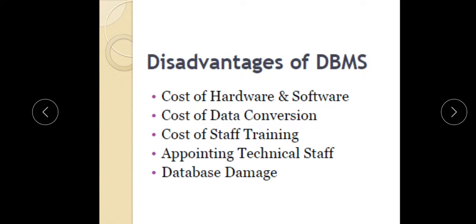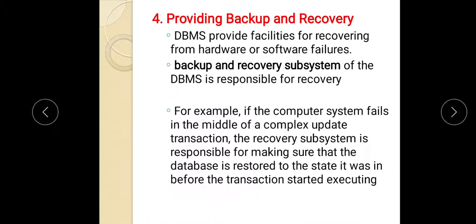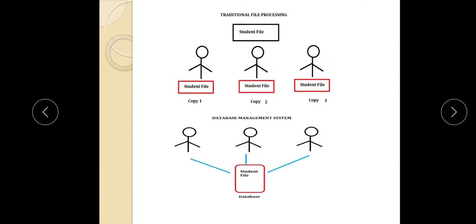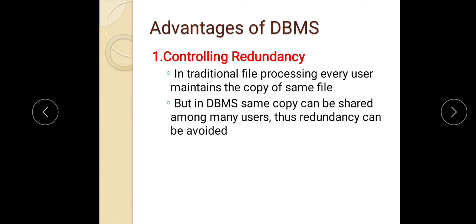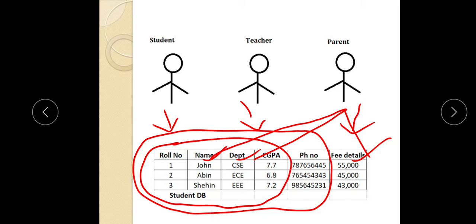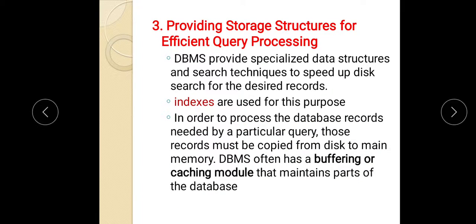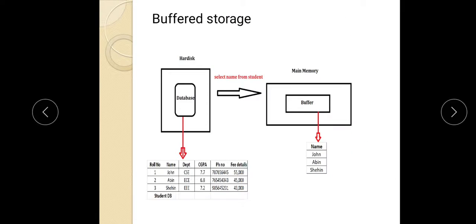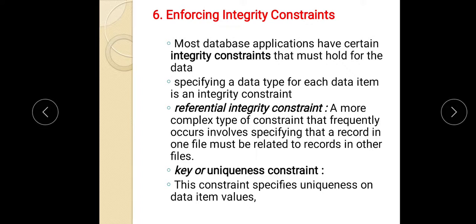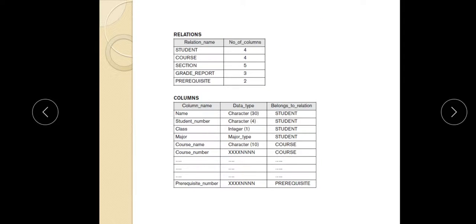So these are the explanation for the sixth one, that is enforcing integrity constraints. These are the advantages of the DBMS. What are they? The first one is controlling redundancy, repeating data can be avoided. Next one is unauthorized access restriction. The third one is providing storage structure for efficient query processing. The fourth one is backup and recovery. The fifth one is providing multiple user interfaces, and the sixth one is enforcing integrity constraints.